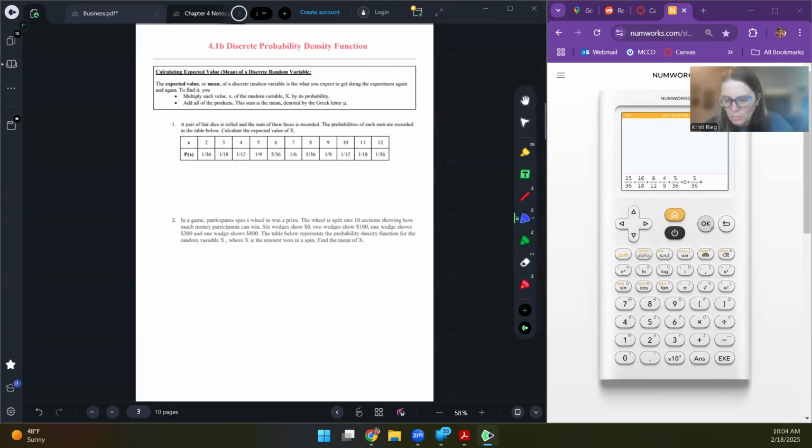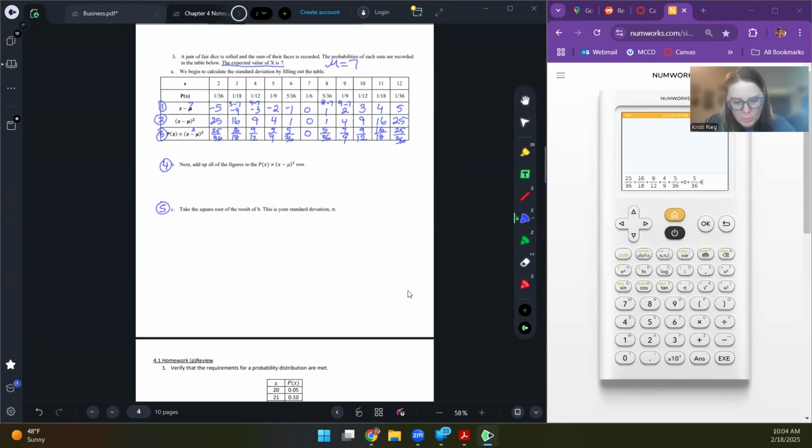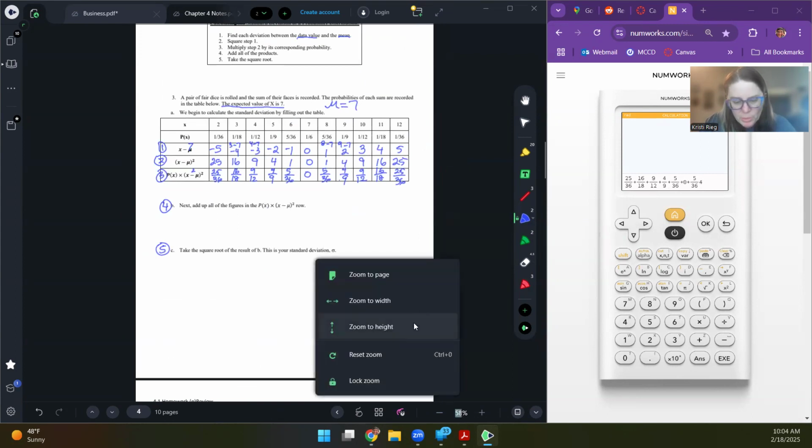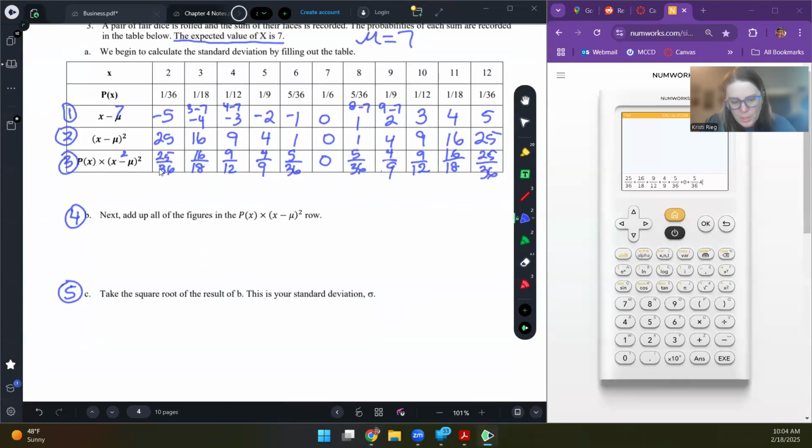Since it doubles, if you know what I'm talking about, you could just add up those 5 and then do times 2. If you don't know what I'm talking about, don't worry about it. I'm not even going to do that. That's just a shortcut for those people that like fractions. So now we have plus 4 over 9, plus 9 over 12, plus 1 over 18, plus 25 over 36. And we get 35 over 6, because this is to add everything up.